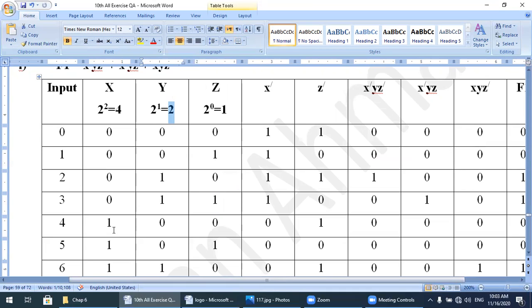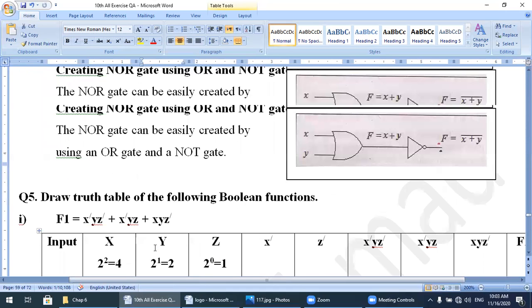Now when the input becomes 4, 1, so 4 is over here in the X, so this one will become 1. These two bits will become 0. If I put the 1 over here, now this will become 5. When the input becomes 5, 5 is equal to, watch here, 4 plus 1. Which bits are used? X is used and Z is used, so I place the 1 for the X and 1 for the Z, so Y becomes off.